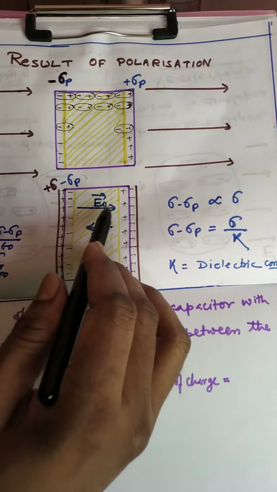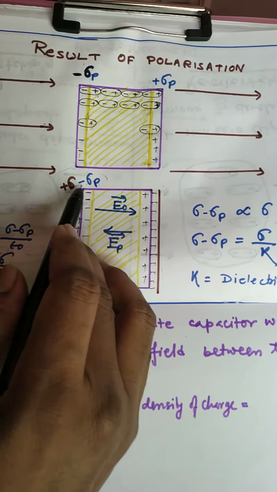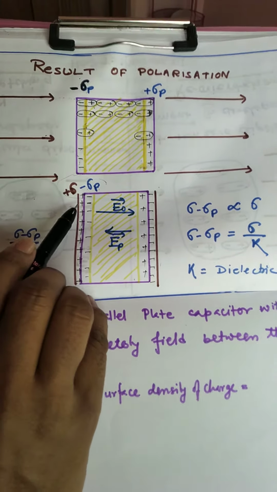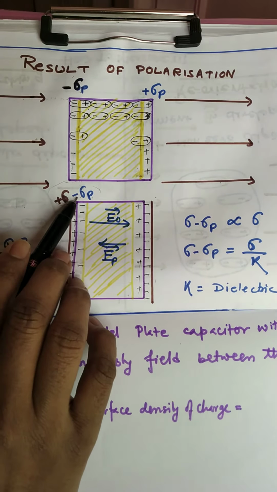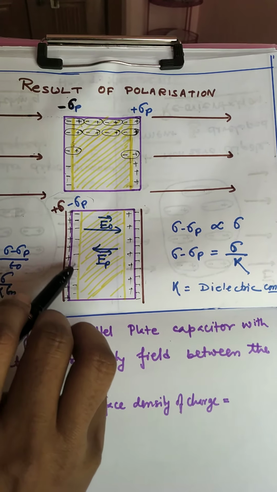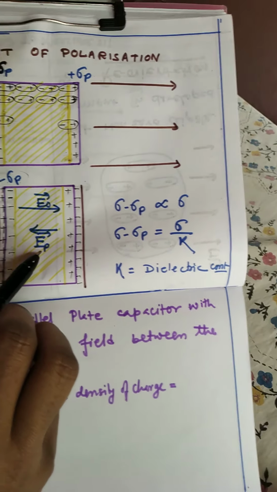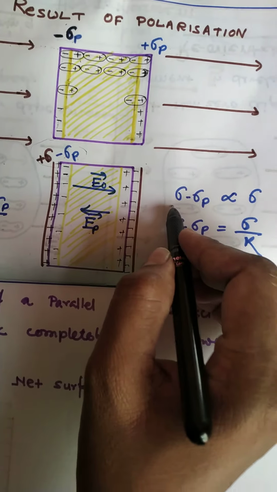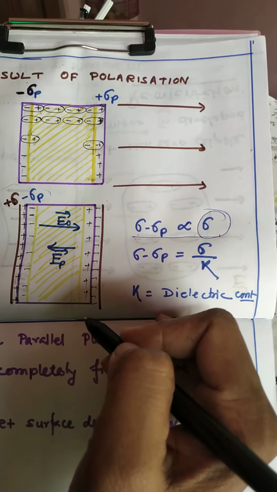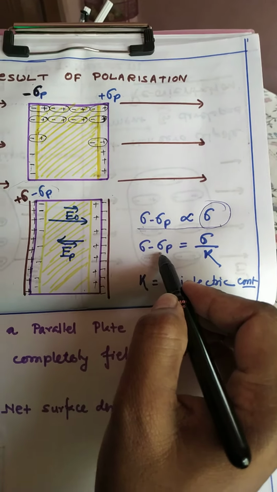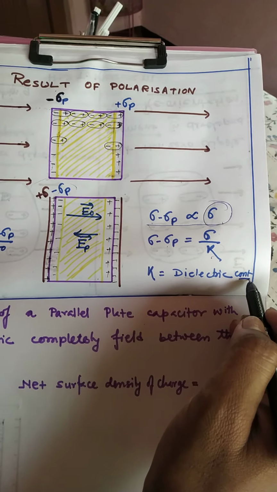But in case of a conductor, what happens? Sigma p would be equal to sigma here, and the net would be equal to 0. But in case of an insulator, that does not happen like this; the negative charges will be induced here, and that will reduce the electric field to E naught minus E p. And one thing we can say is that sigma minus sigma p will depend on the original sigma, and will be equal to sigma by some constant k. Here k is called the dielectric constant.